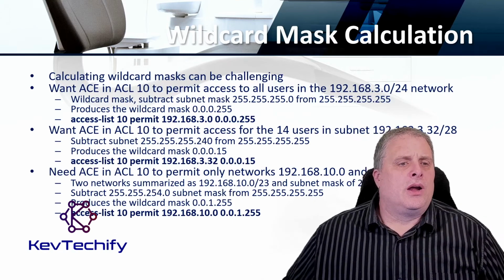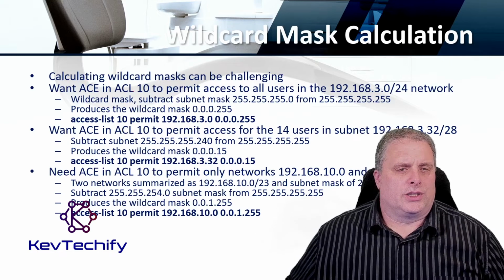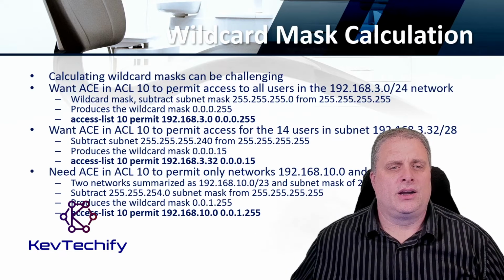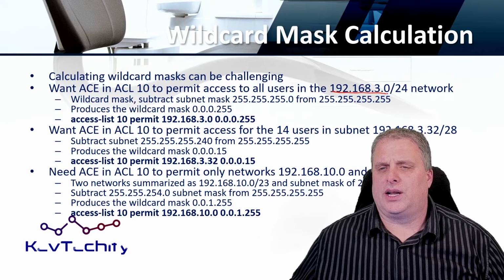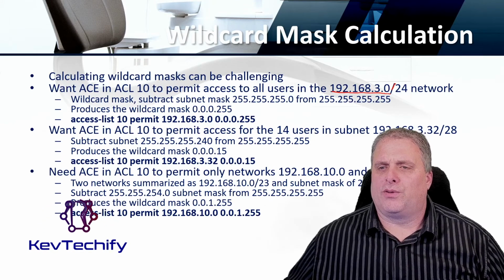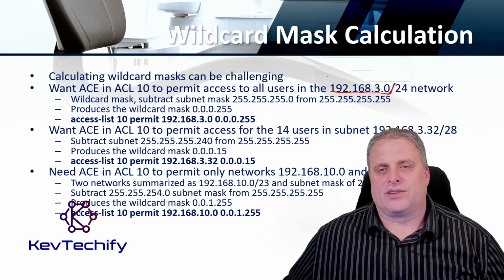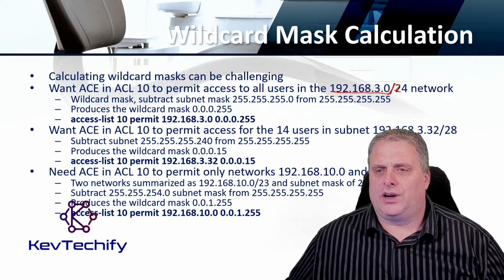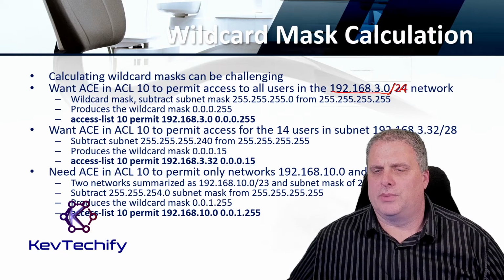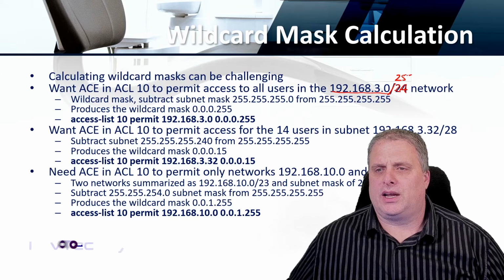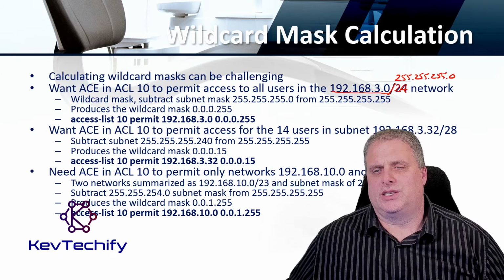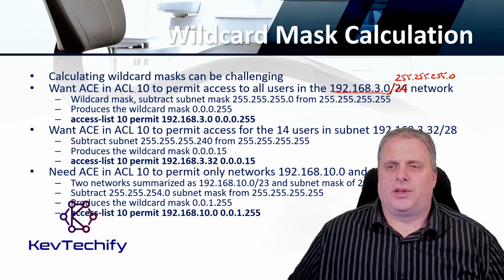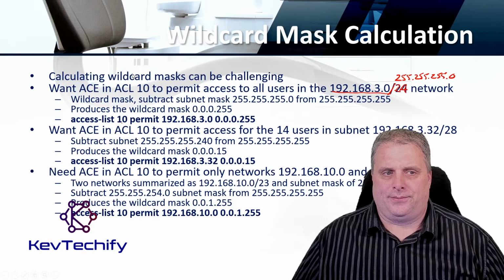For example here, what if we want to create an access control entry in access list 10 here to permit access to all users in the 192.168.3.0/24 network. You have to write this out in the binary. Then you have to remember that the /24 here, at least for me, is easy to remember. The subnet mask is 255.255.255.0. You got to remember that, and then we can convert that into binary.